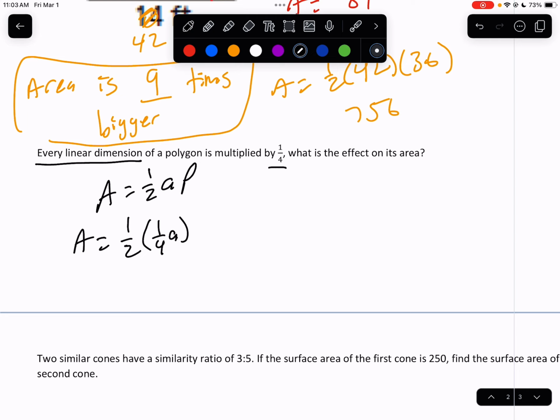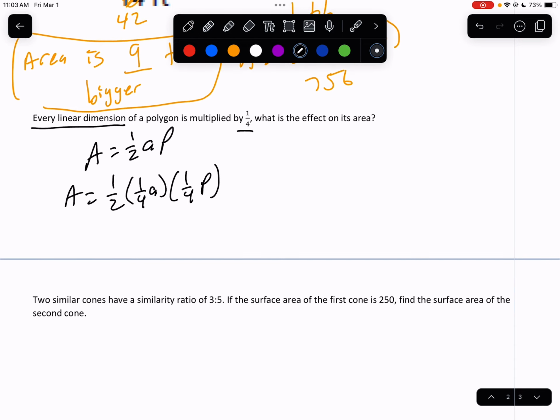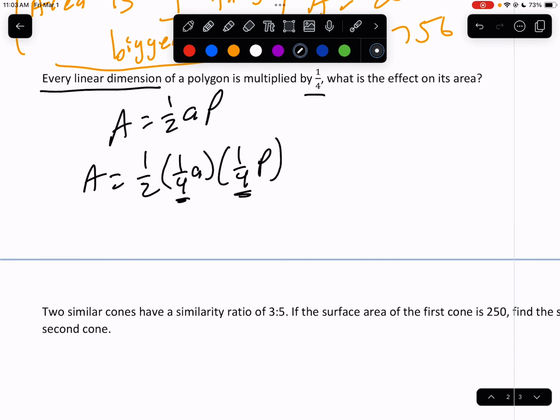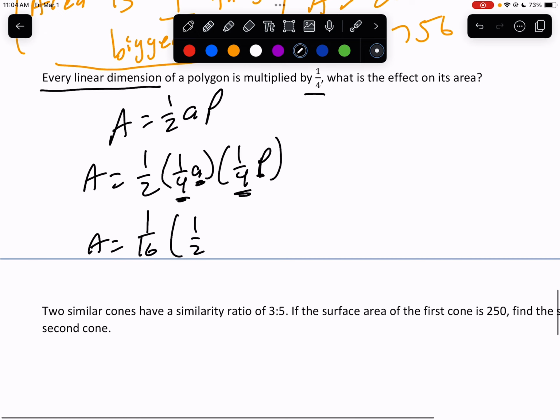And the perimeter would be multiplied by 1/4. Those are the two linear dimensions in that formula. So if I do 1/4 times 1/4, I would get 1/16. And that would leave me with 1/2 A and P, which is 1/16 times the original formula.